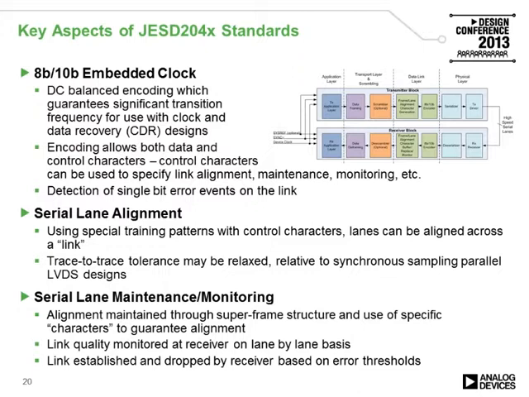Serial lane alignment is achieved by using special training patterns with control characters that allow lanes to be aligned across a link. This allows for the trace-to-trace tolerance to be relaxed in comparison to synchronous parallel LVDS designs. Serial lane maintenance is accomplished through superframe structure and by using specific characters to guarantee alignment. The link quality is monitored by the receiver and is done on a lane-by-lane basis. It's important to note that the link is established and dropped by the receiver based on error thresholds defined within the JESD204 specification.